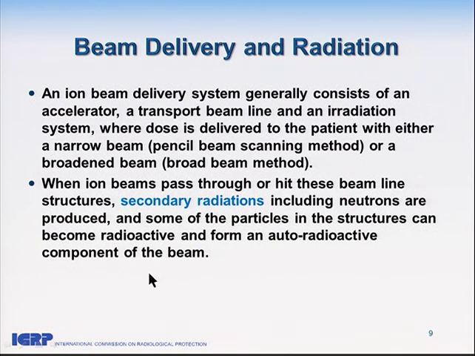As a summary, an ion beam delivery system generally consists of an accelerator, a transport beam line, and an irradiation system where the dose is delivered to the patient with either a narrow beam or a broadened beam. When the ion beam passes through or hits these beam line structures, secondary radiation, including neutrons, is produced, and some of the properties and particles in the structures can become radioactive. This is the problem that we have to solve in ion beam radiotherapy, the so-called autoradioactive component created from the beams.